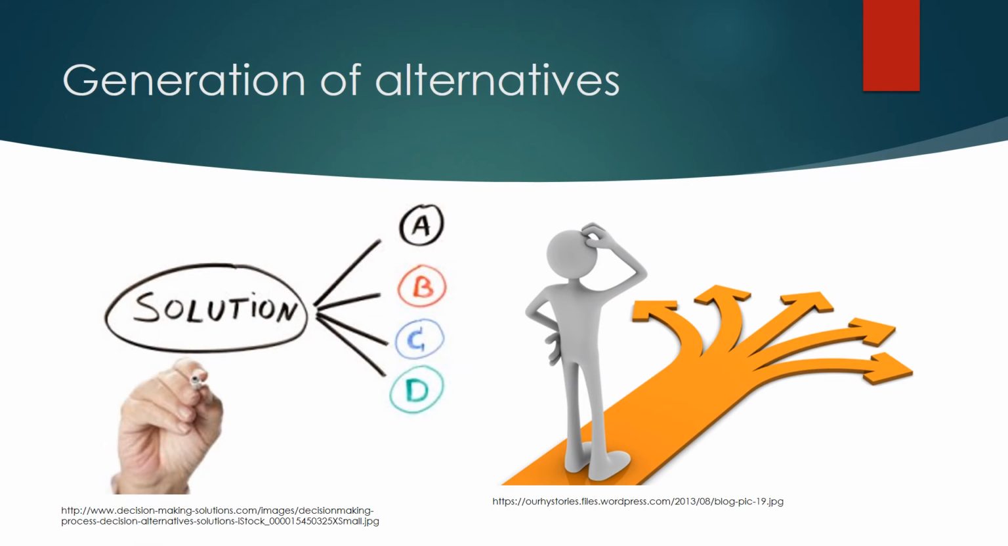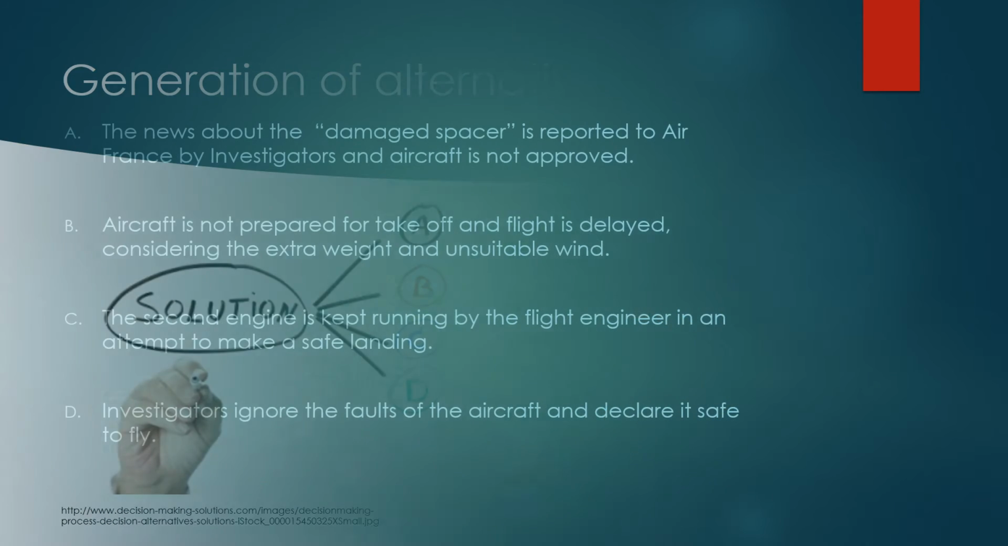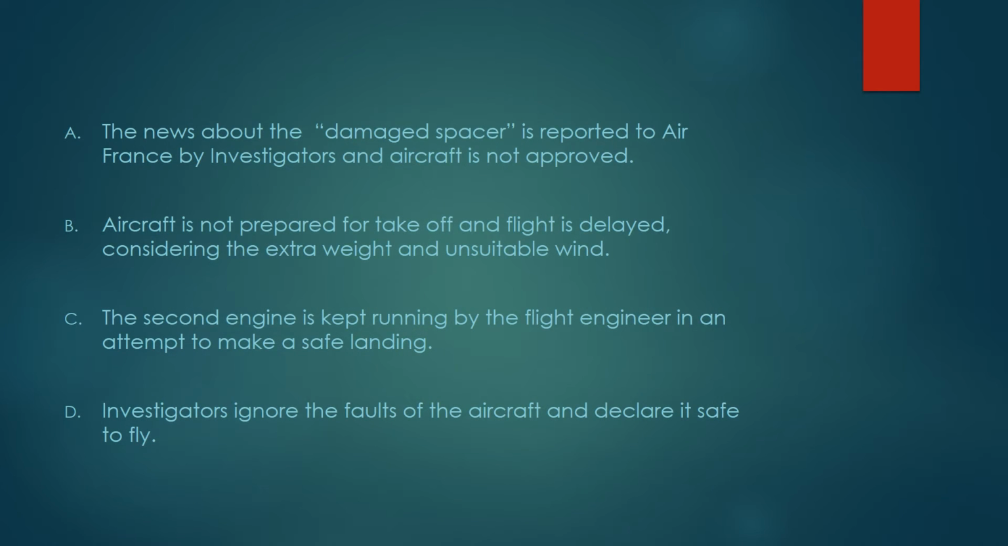We'll discuss the decisions which could have been taken. The news about the damaged spacer is reported to Air France by investigators, and the aircraft is not approved. The aircraft is not prepared for takeoff and the flight is delayed considering the extra weight and unsuitable wind. The second engine is kept running by the flight engineer in an attempt to make a safe landing. Investigators ignore the faults of the aircraft and declare it safe to fly.